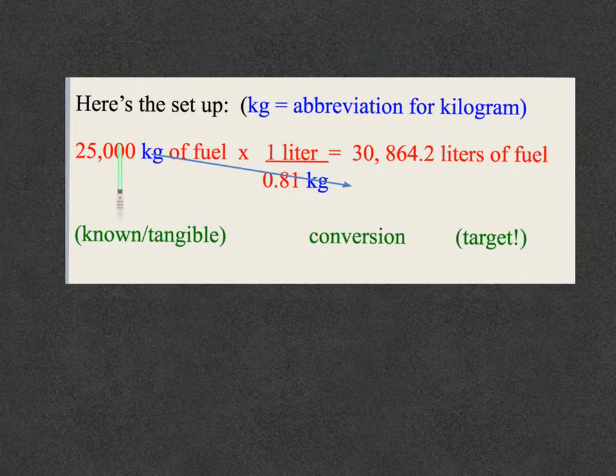So when we multiply 25,000 times 1 divided by 0.81, we find out that we need 30,864.2 liters of fuel. That's the answer. That's all 5 steps.